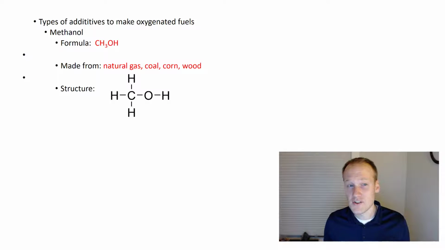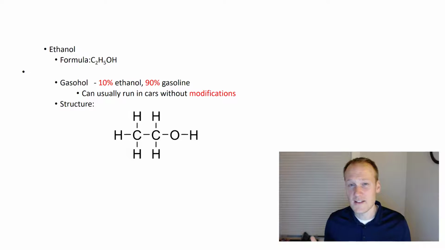One way we can add oxygen is by increasing methanol. Methanol is a hydrocarbon that has an alcohol OH group on the end, and that OH group adds oxygen into the gasoline. It's also easy to make. We can make it from natural gas or coal or even wood. Another oxygen-based hydrocarbon is ethanol. This looks very similar to methanol, but instead of one carbon, there's 2 carbons, and we still have the oxygen integrated in. As we said before, we talked about ethanol being super efficient, having a very high octane rating.